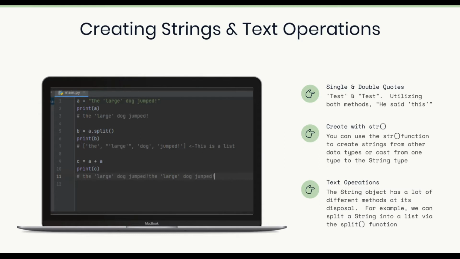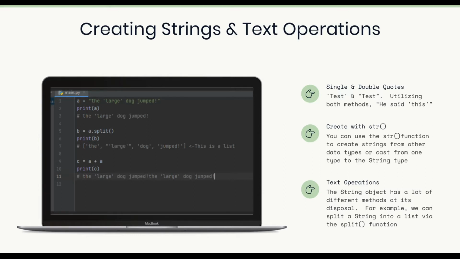We can create strings with the string function, which is str and then the brackets. So you can use the string function to create strings from other data types, or cast from one type to the string type. For example, if we have the integer 56, we can put it in the string function, and then it becomes the string 56, and it's no longer a number, it's a string.